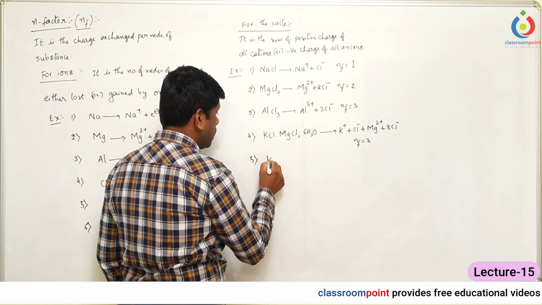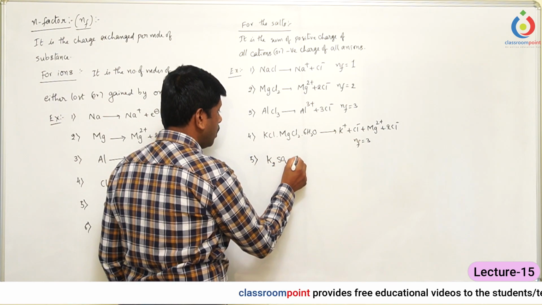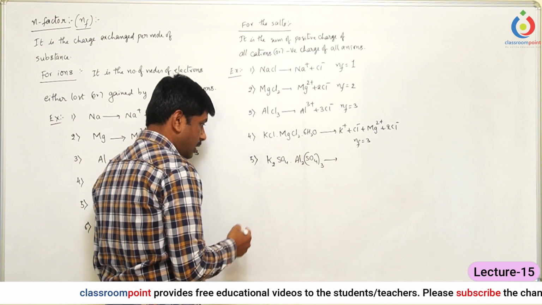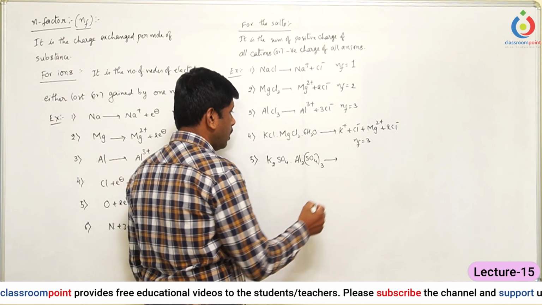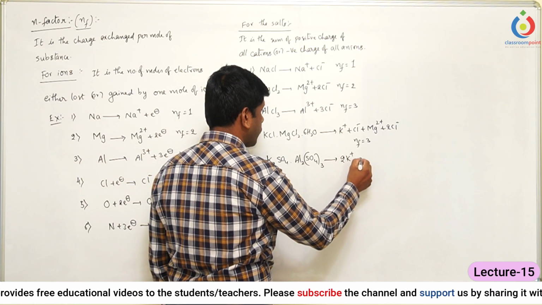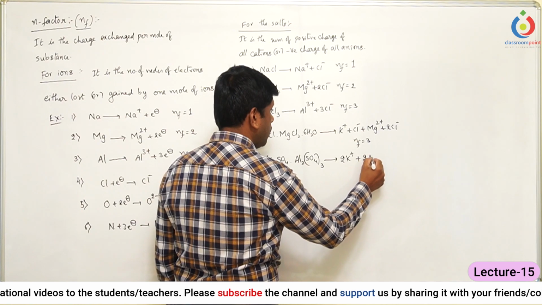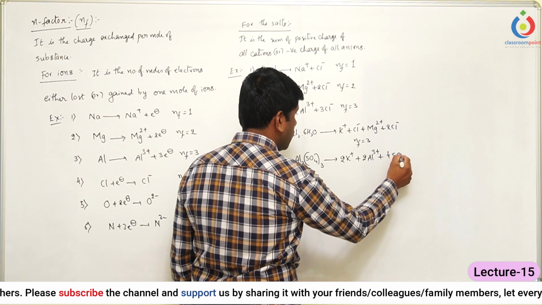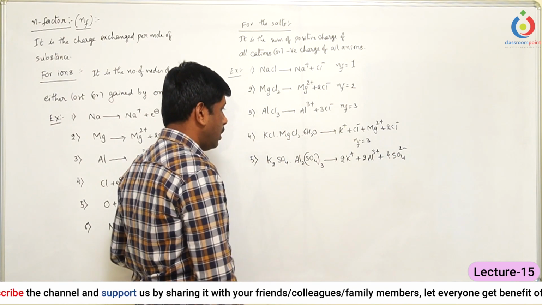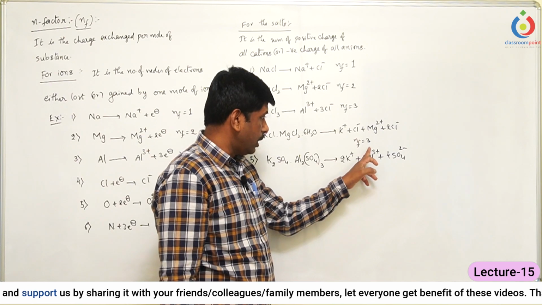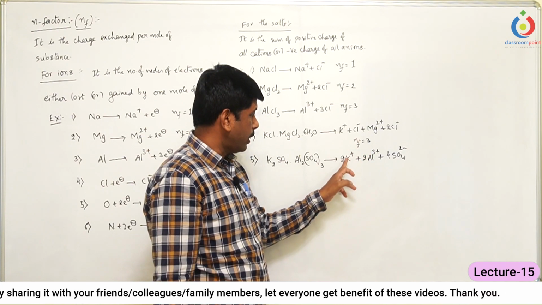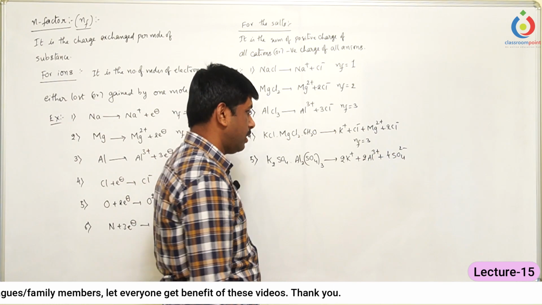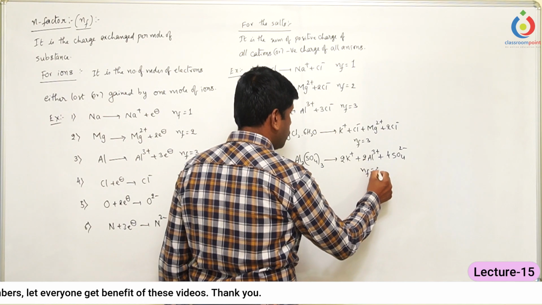Next, potassium sulfate, aluminum sulfate. If it dissociates, that is potash alum, K2SO4.Al2(SO4)3.24H2O. So here it is 2 K+ ions plus 2 Al3+ ions plus sulfate ions, totally 4 sulfate ions. So here the total positive charges: 2 into 3, 6 positive charges, plus 2, 8 positive charges, or else 4 into 2, total equal to 8. So the N factor is equal to 8 in this case.